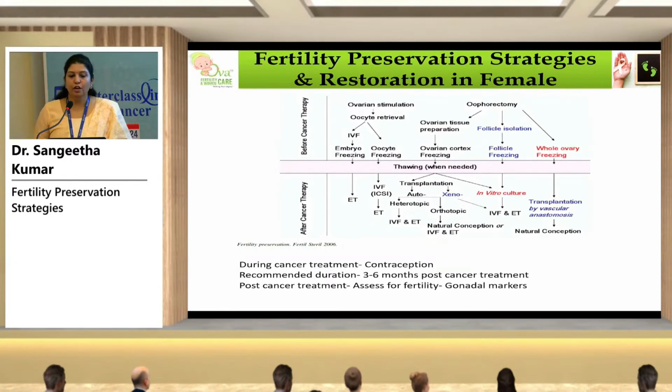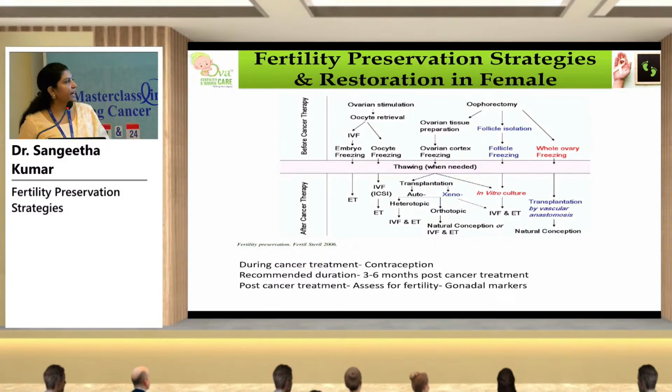Lastly, restoration. Once they have preserved all the gametes and later want to restore the fertility, in case of embryo freezing, they can undergo embryo transfer. In case of oocyte freezing, ICSI followed by embryo transfer. In case of ovarian tissue cryopreservation, either it can be natural with in vitro follicular activation, or they can go for autotransplantation, again followed by IVF and ICSI. In vitro maturation can also be done, but again, the success rate is almost less.